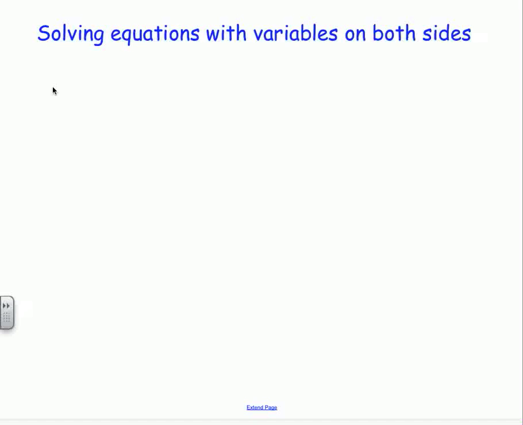Okay, in this video we're going to look at how to solve equations when you have a variable on both sides of the equal sign. And it's definitely a little more confusing and you're not sure where to start. So what you're going to do, let's start with an equation here. 3x plus 4 equals 2x minus 6.